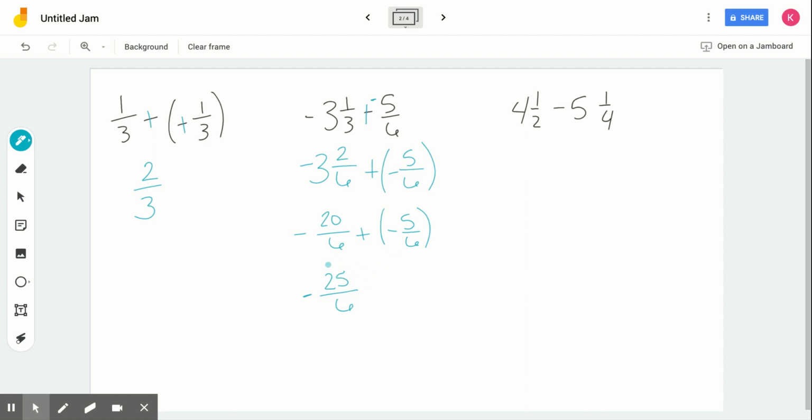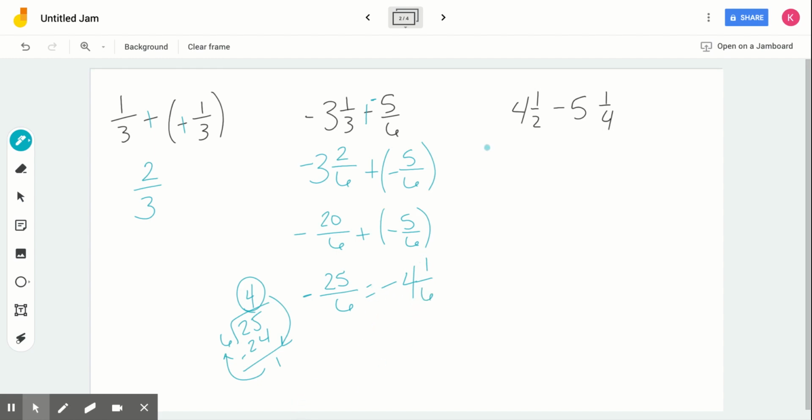Since this is an improper fraction and the numerator is larger than the denominator, we have to simplify. So we're going to divide 25 by 6. 6 can go into 25 4 times, and we have 1 left over. So this is 4 and 1/6. So our answer to this one is -4 and 1/6.